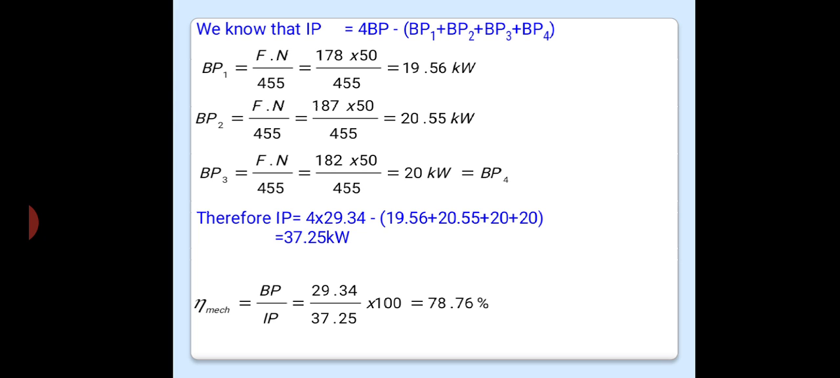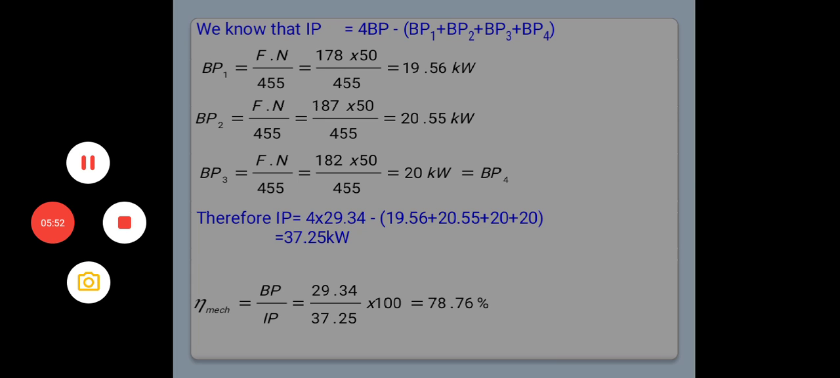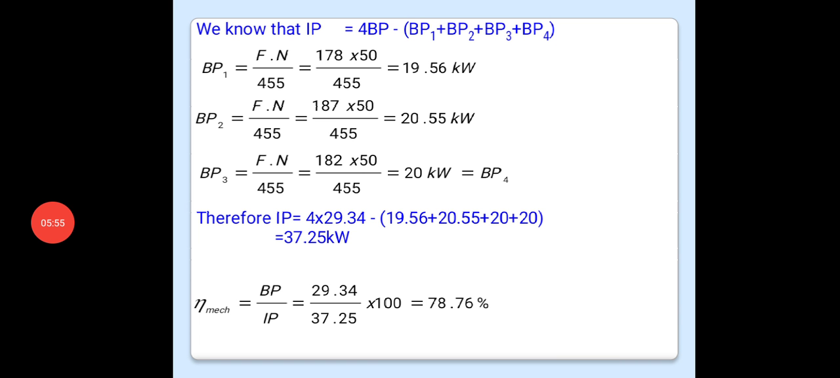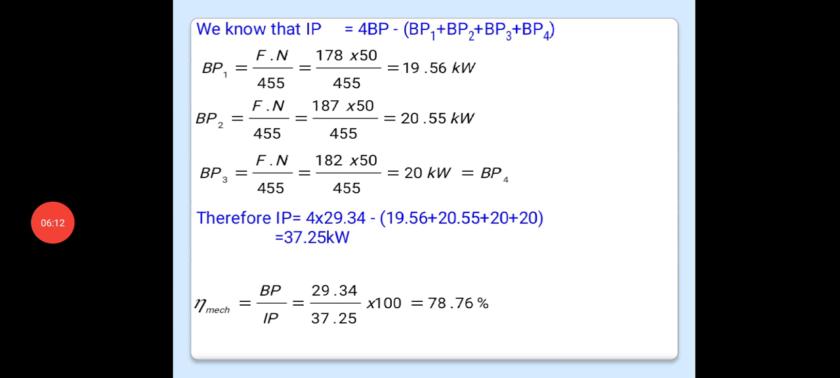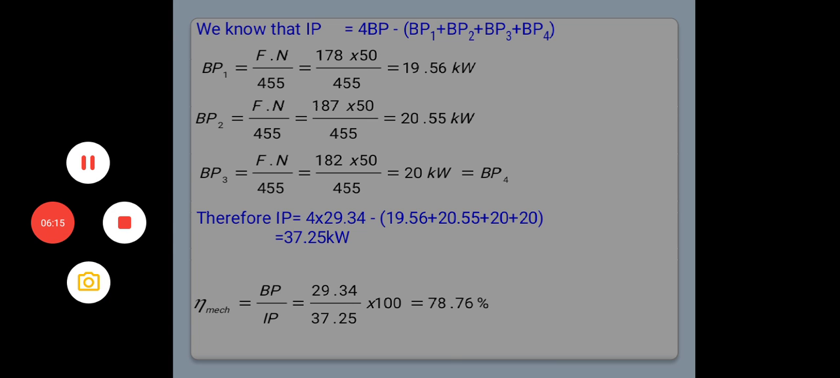Now we have to calculate mechanical efficiency. The formula is mechanical efficiency equal to brake power upon indicated power. After substitution, we got mechanical efficiency equal to 29.34 upon 37.25, which is 78.76%. So we have calculated indicated power, brake power and mechanical efficiency.